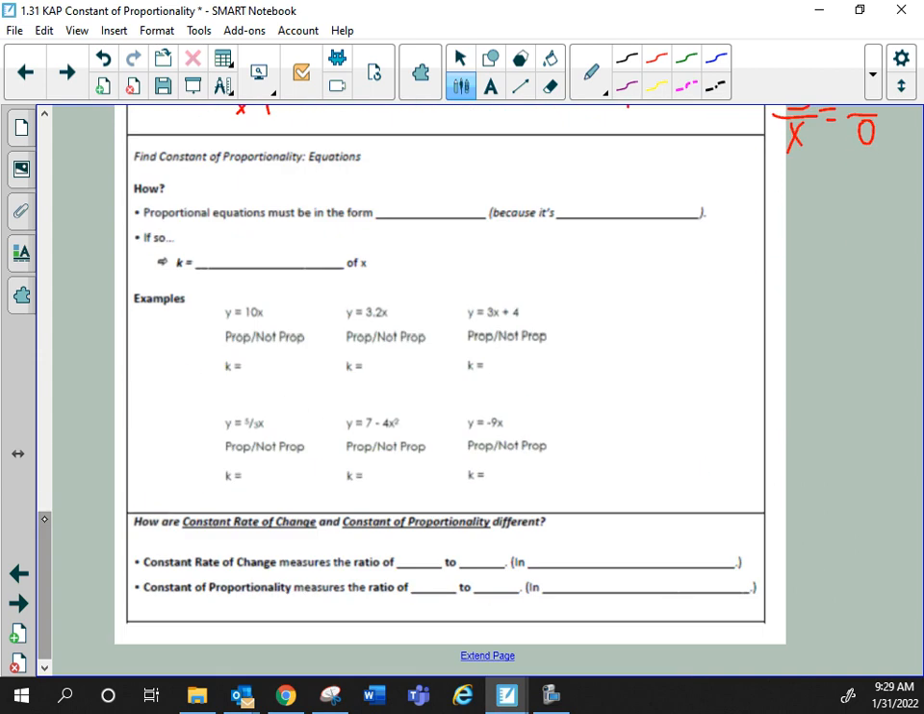And lastly, from equations. Again, super easy. A proportional equation must be in the form... What kind of relationships do we say are always going to be proportional? It's always going to be multiplicative. If it's not multiplicative, it's not constant. So it's always going to be in the form of y equals kx or mx or whatever you want to say, because it is multiplicative.